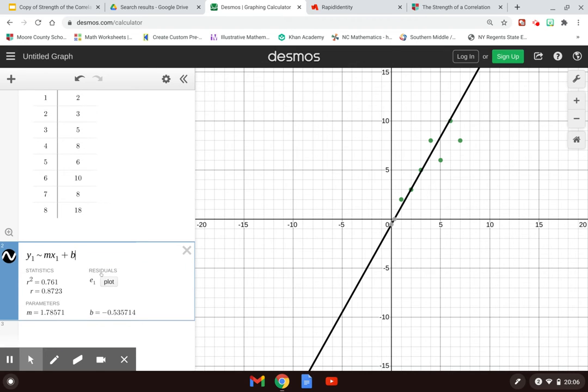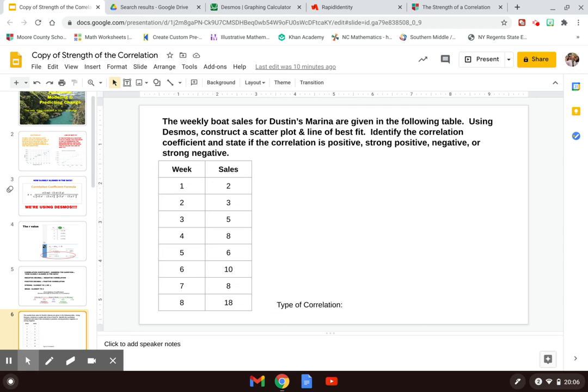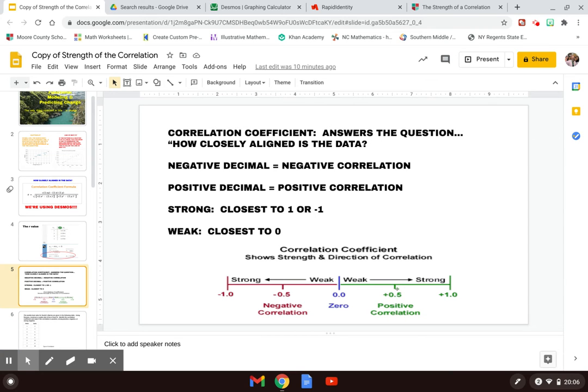So notice the data it gives you down here. It gives you the m, which is your slope or your rate of change, the b, which is your y-intercept, and then here is your r factor, which is 0.8723. So if we take that r factor and apply it to our scale over here, I see that it's going to be a strong positive correlation.